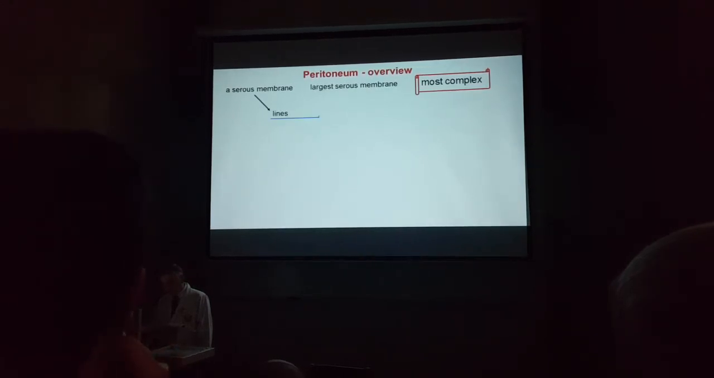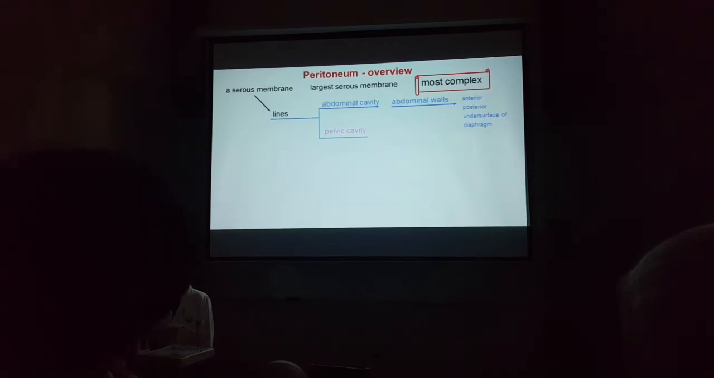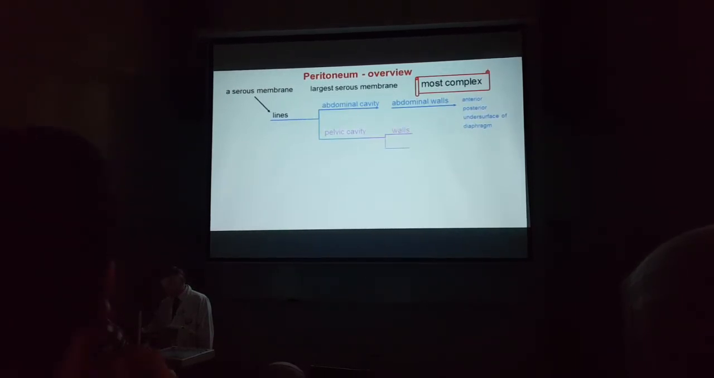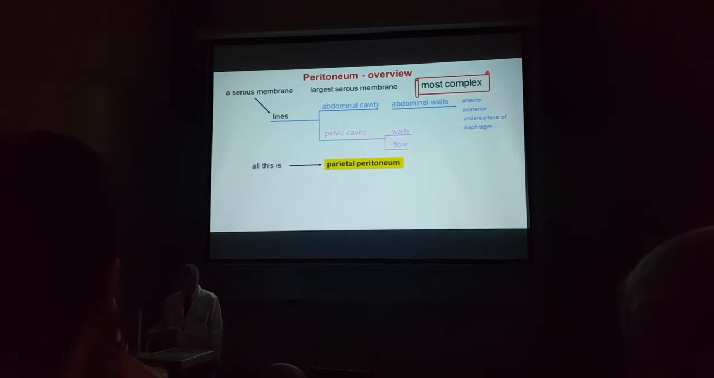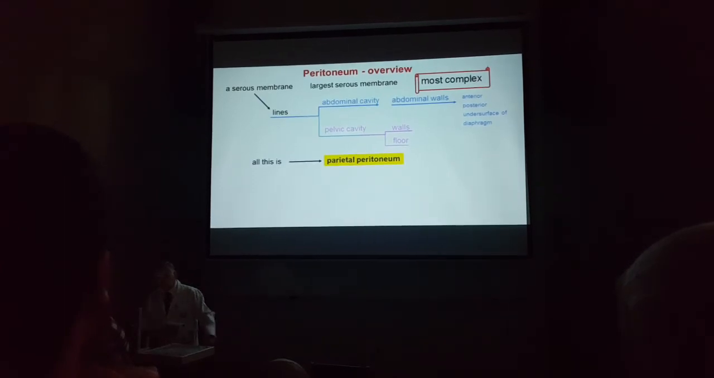This serous membrane lines the abdominal cavity, abdominal walls, anterior, posterior, the under surface of the diaphragm, and lines the pelvic cavity, which is the lower part of the abdominal cavity, walls and floor. All this is parietal peritoneum, right? Covering no organ.